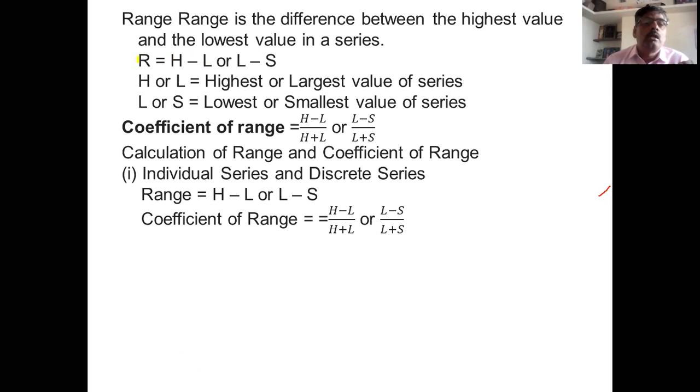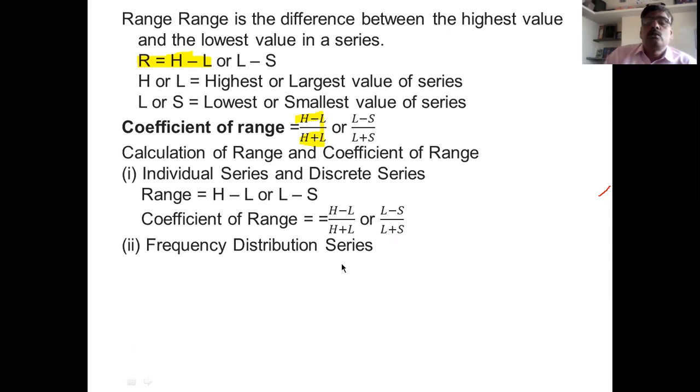Okay, you take range is equal to highest minus lowest. This is the first equation. Otherwise, you take the second, or you forget this. Then the coefficient of range equation is highest minus lowest divided by highest plus lowest. You forget the next part. This is for discrete values, as I already explained with your marks. Discrete series.